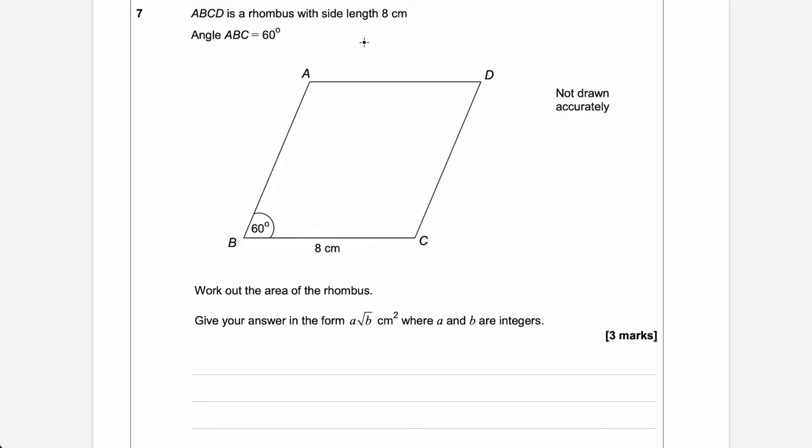ABCD is a rhombus with side length 8. By the way, guys, a rhombus has 4 equal sides. So if that's 8, so is that, so is that, and so is that. I'm not sure if we will need that. Probably will, but it's important to work out the area of the rhombus. Give your answer in this form.